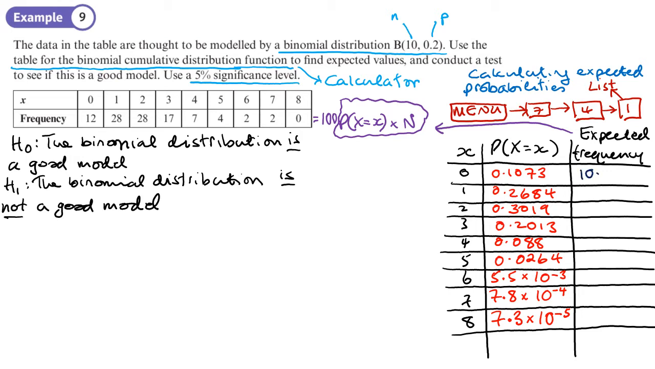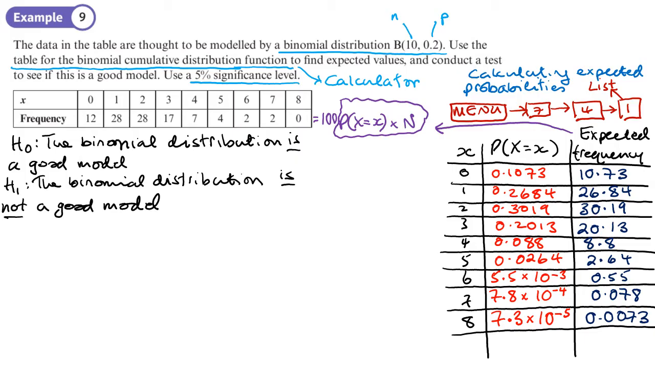So 10.73, 26.84, 30.19, 20.13, and then 8.8, 2.64, 0.55, 0.078, and then 0.0073. So these are my expected frequencies.